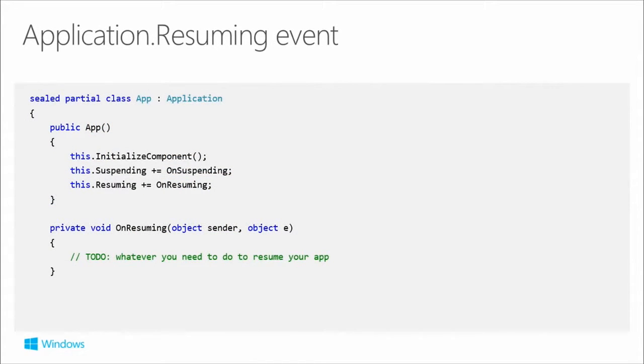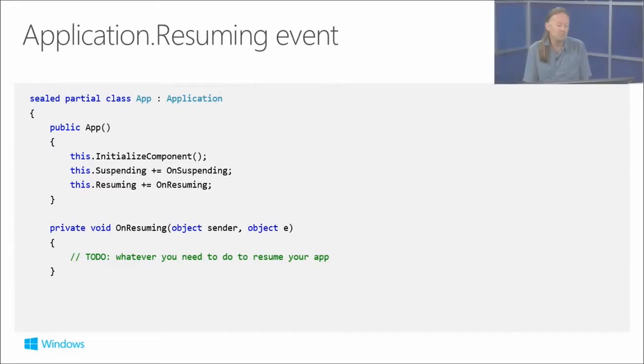You can run some code on that instance. Actually, you don't so often need to do some stuff on this, but this isn't wired into the template. So if you want to run code on resuming, you need to add this.resuming += OnResuming into your app constructor, wire up the event handler, and then you will create that event handler and you can put your code in there.